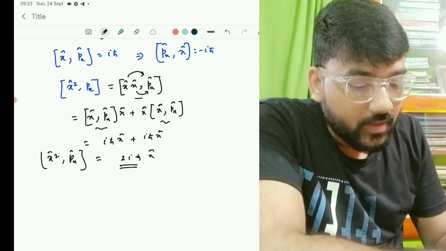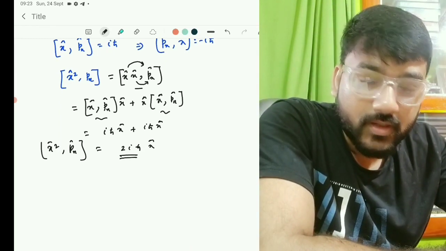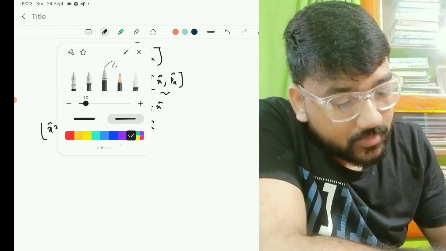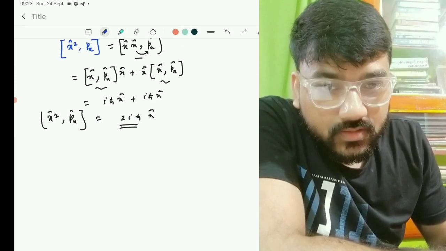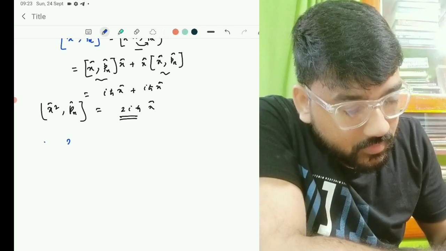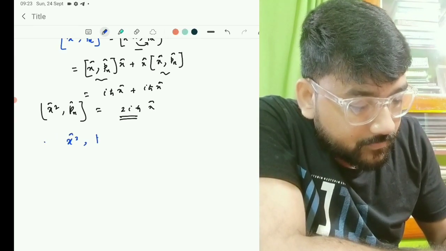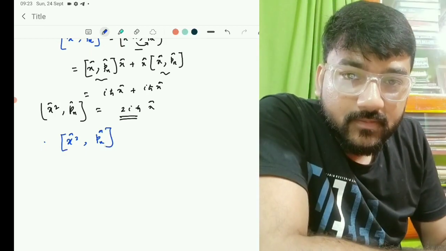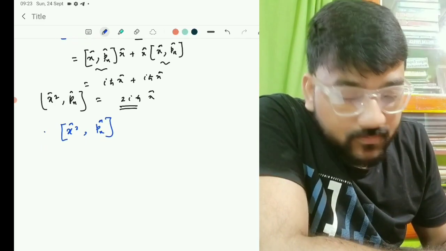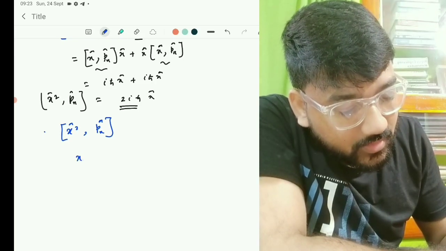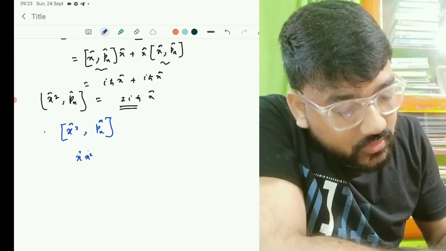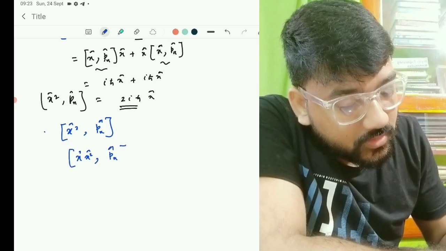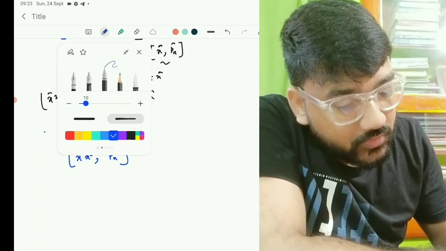Okay, now if you have x cube and px, so if you have [x cube, px], then what will happen? Suppose you have [x cube, px]. Now x cube can be written as x into x square. It can be written as something like [x cap x square cap, px]. You can open it in this way. Now how can you write it?